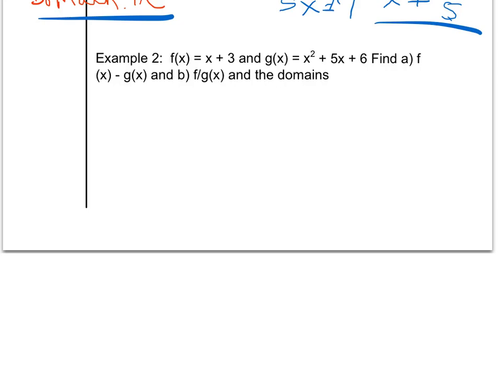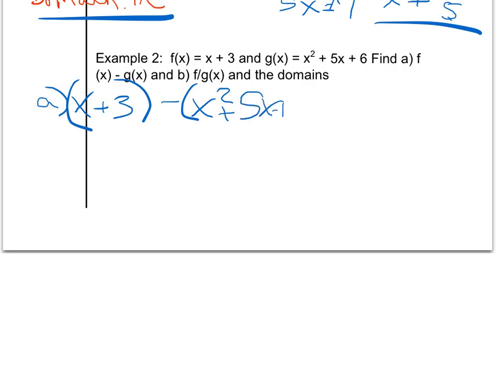So looking at the first part, if I want to find f of x minus g of x, all that's telling me to do is take f of x. I'm going to start with them in parentheses and then determine if the parentheses were necessary or not, minus g of x. It looks like the first set of parentheses were not necessary, but the second set is. I'm going to have to distribute that minus in.